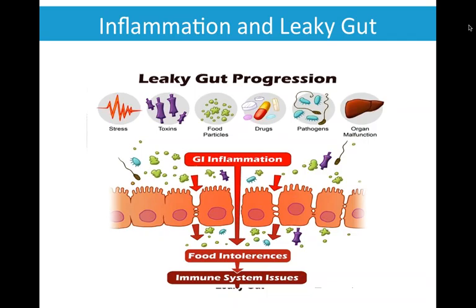And if you don't have enough hydrochloric acid, then you're going to have bloating. You're going to have food that putrefies in your stomach, and that can cause bad breath. It can cause a whole host of issues. But once that food moves into the small intestine, and if it's not properly digested, that's when you can start getting this inflammation in your intestinal wall. And that inflammation, what happens is if the food's not properly digested, then pathogenic bacteria can start to grow.